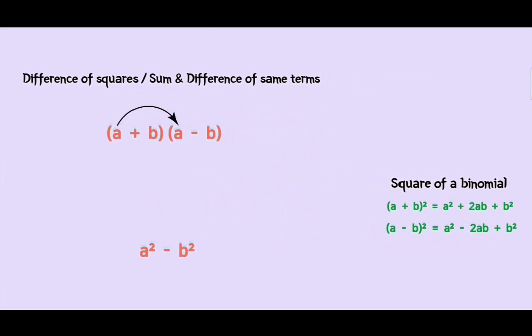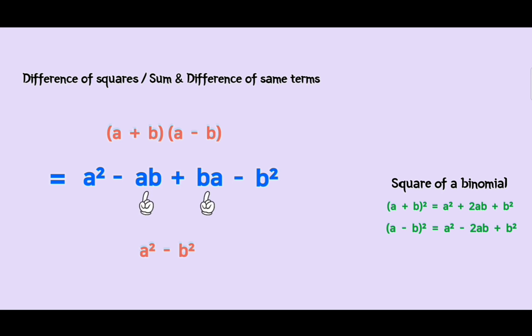So if we distribute the a, we get a square. Now if we distribute a to the negative b, we get negative a times b, or ab. And then we get plus b times a, or ba. And then negative b square. But what you will notice is, see the negative ab and the positive ba. Those are the same terms, so one is negative, one is positive. They cancel. And you can see we are left with a square minus b square.